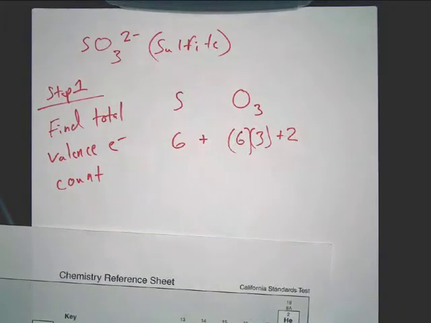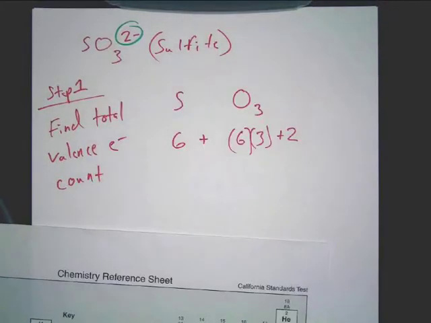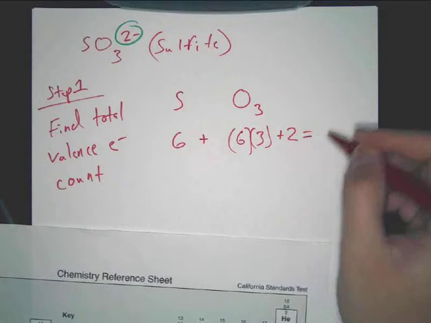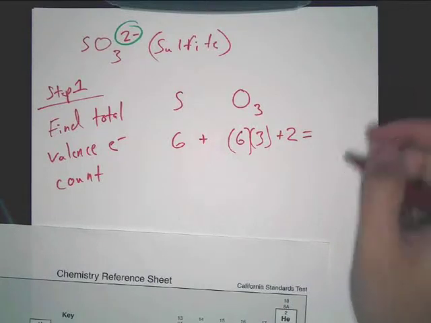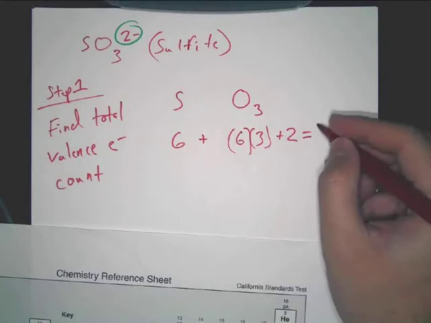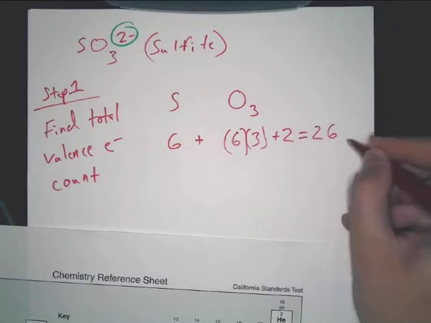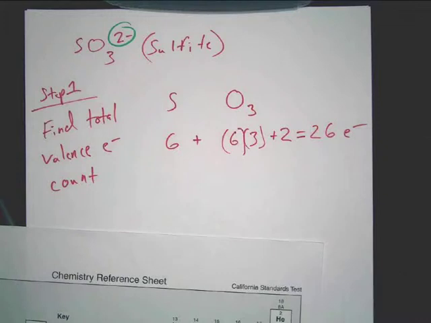This is by far the easiest step that people can screw up on, just so we're clear. You want to make absolutely certain that you remember to deal with the charge. So you just add the charge? Well, the opposite, remember. If it's negative, you add 2. If it's positive, you subtract 2? Yeah, if it's positive, like ammonium is +1, you'd subtract 1 electron. So this total comes out to be 26 electrons.